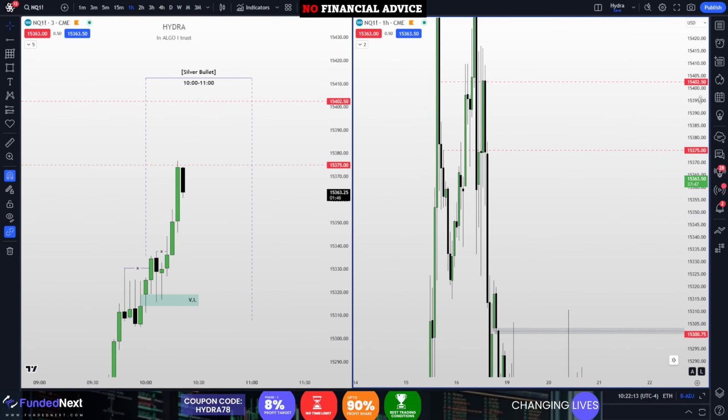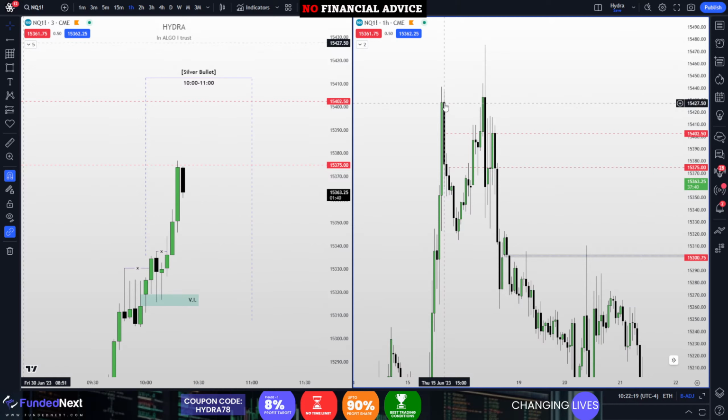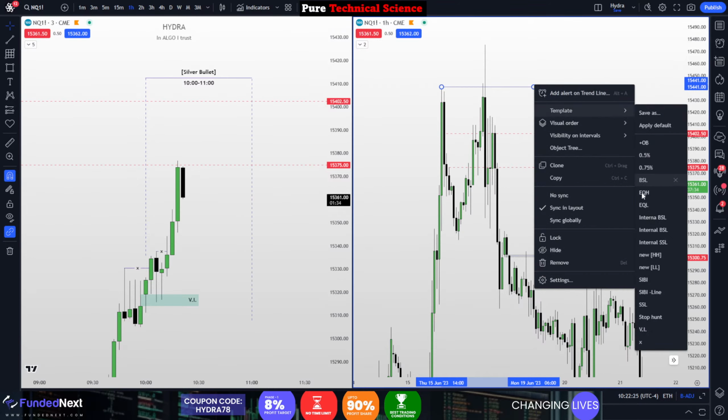But still, wait. Okay, let's wait. Don't push the button here. We need more confirmation. It's just one confirmation. Do you guys see the breaker here? Do you guys see the pattern? I'm talking about the pattern that is aligning with our narrative.